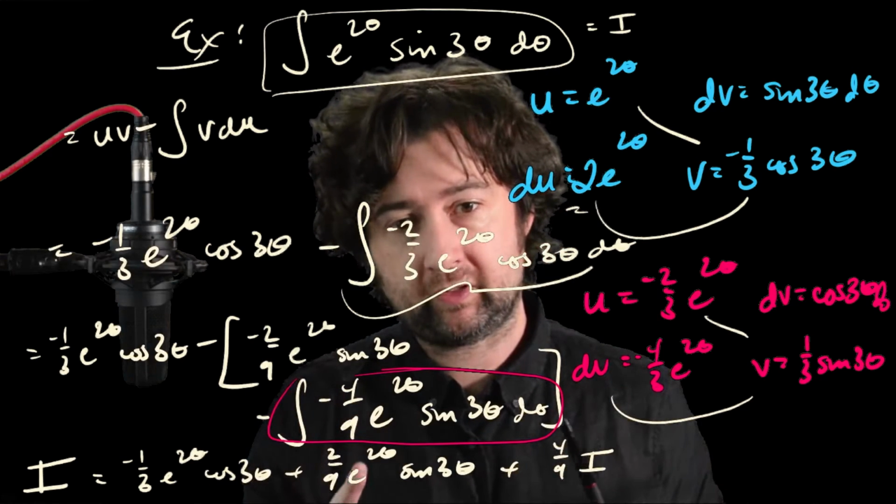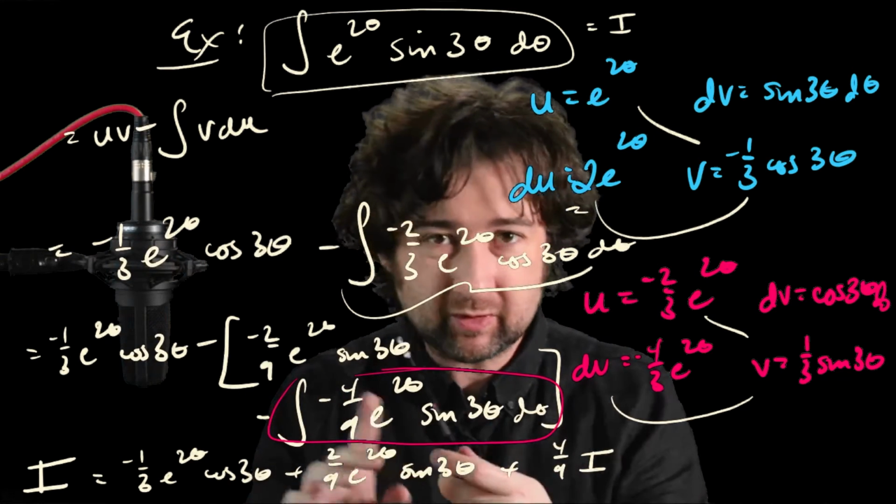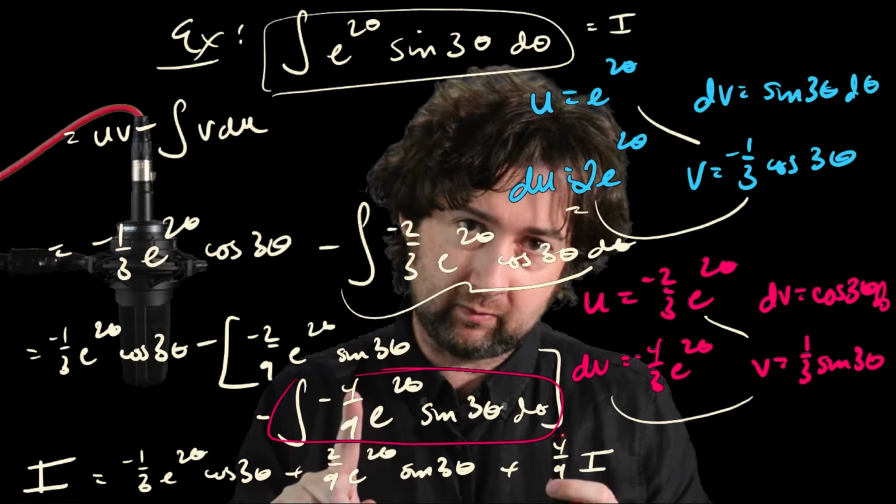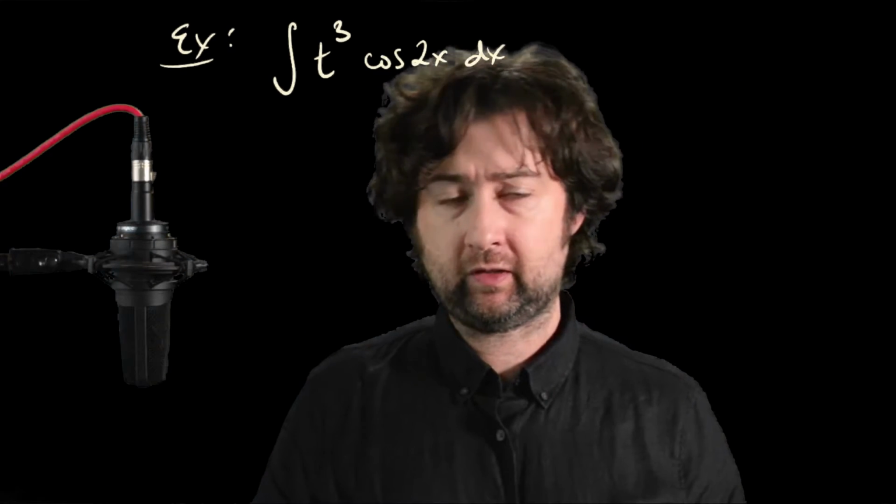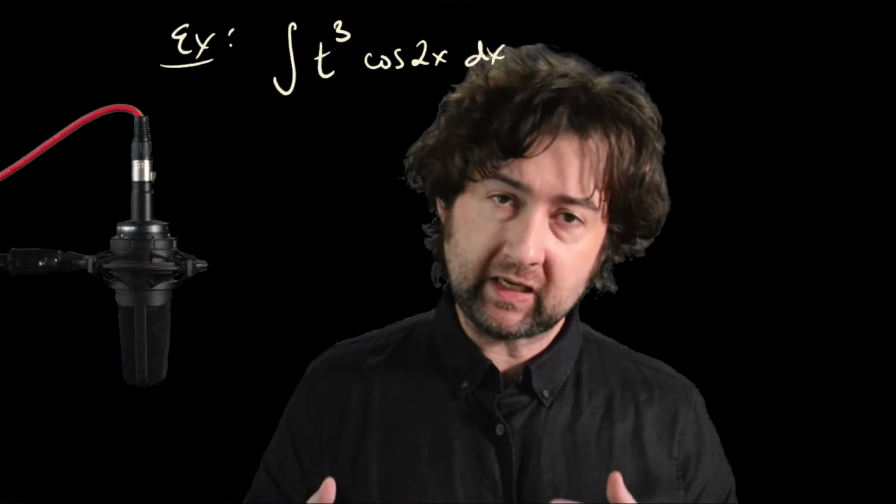So eventually we're going to end up with the same integral back again that we started with, times some other number, but the actual integral is the same. For the last example, I want to show you something I call the table method, which is a way of doing repeated integration by parts very quickly.